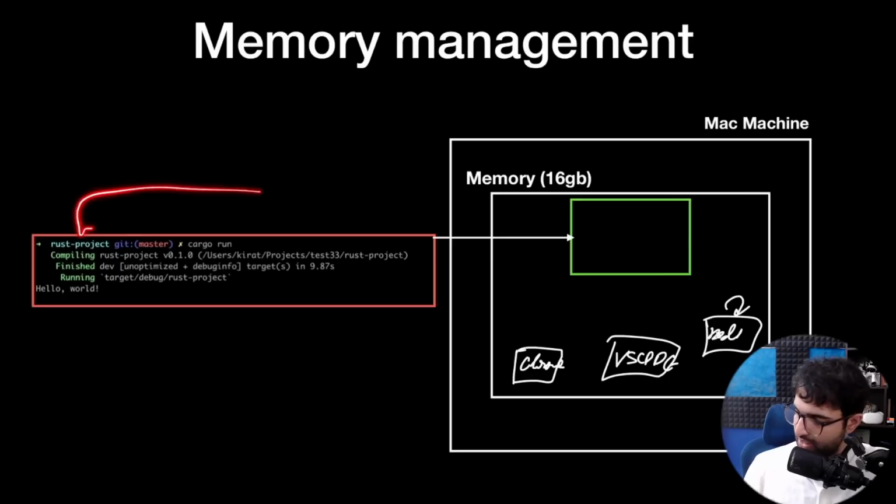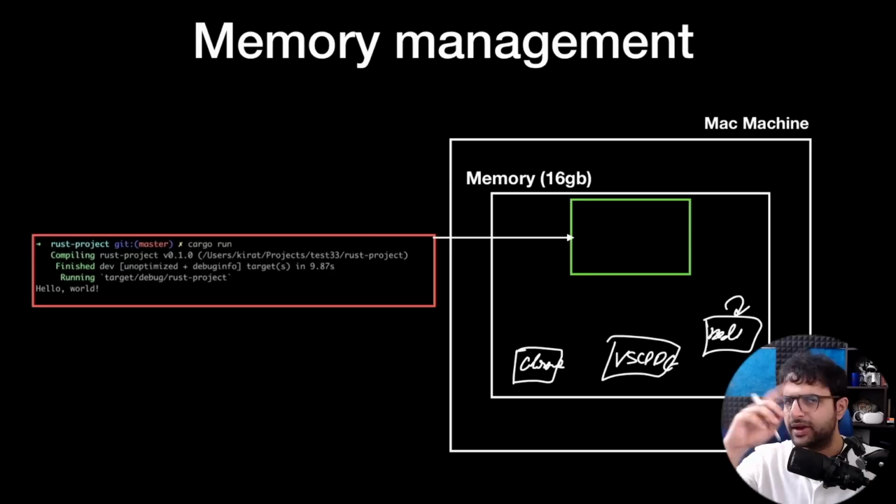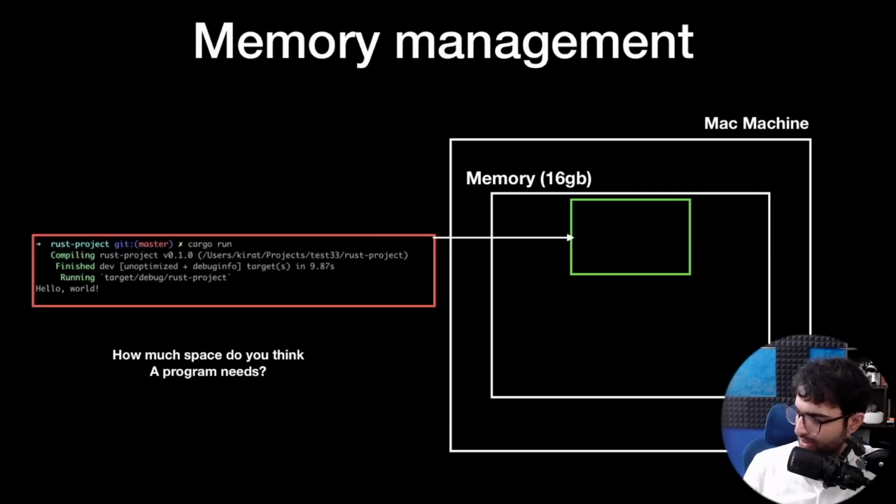Whenever you're running any Rust project, it is taking up some memory in your RAM. If your RAM is 16 GB, let's say 2 MB, 5 MB, 10 MB are taken by your Rust program. If your Rust program defines a vector that has a length of 10 million, then of course it will take much more memory over here. If it just defines two variables, then it will take much less memory. Cool. How much space do you think a program actually needs?